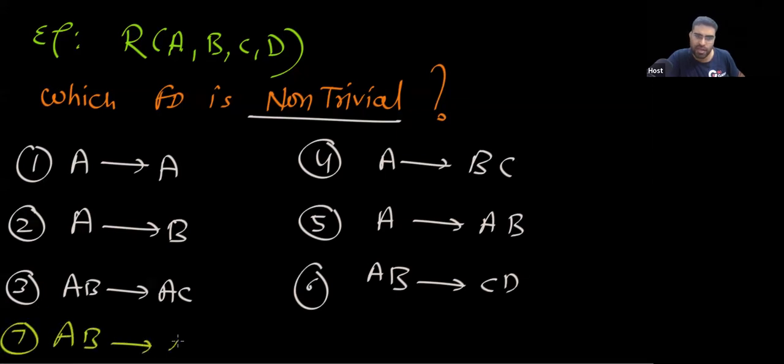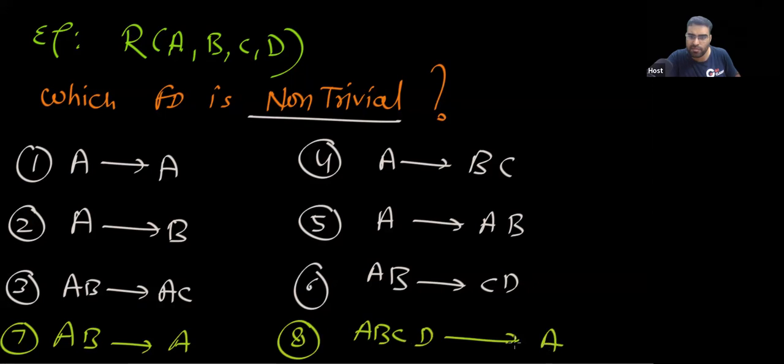AB determining A. ABCD determining AB. Okay, tell me, which of them is trivial, which of them is not trivial? Let me know. Which functional dependency is not trivial?